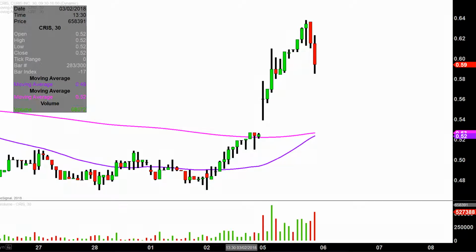I don't mean to state the obvious, but I will anyways. Not only did the price have a very nice day from a price action perspective, but you look down here at the volume, and it's by far the biggest volume this chart has had for quite a while. So a lot of eyeballs on this one.